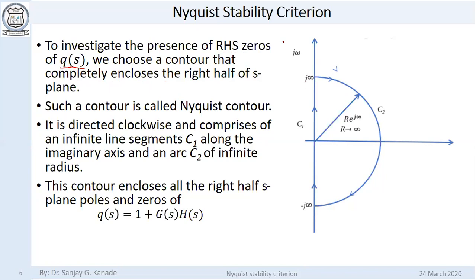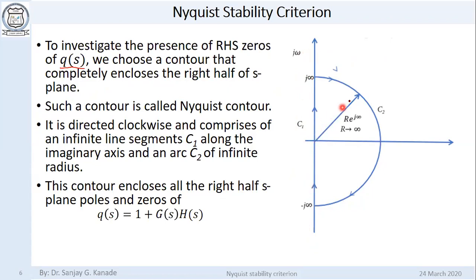And what we are saying is we are creating a contour. What this contour is doing is, there is a line segment C1. This line segment C1 is having infinite length. You can see it is starting from minus infinity and going towards plus infinity. It is along the imaginary axis.